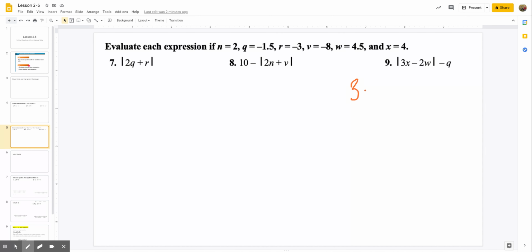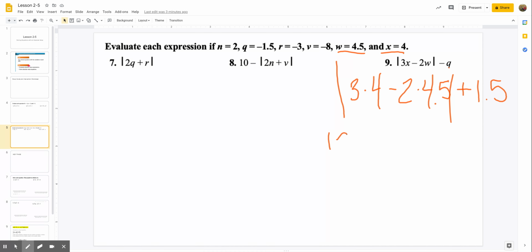So you have 3 times, x equals 4, minus 2 times w, which was 4.5. And that's all inside your absolute value. Minus q. q is negative 1.5, but again, I'll remind you, anytime you have minus and negative, it becomes plus. So we have 3 times 4, some simple multiplication, minus 2 times 4.5, which is 9, plus 1.5.